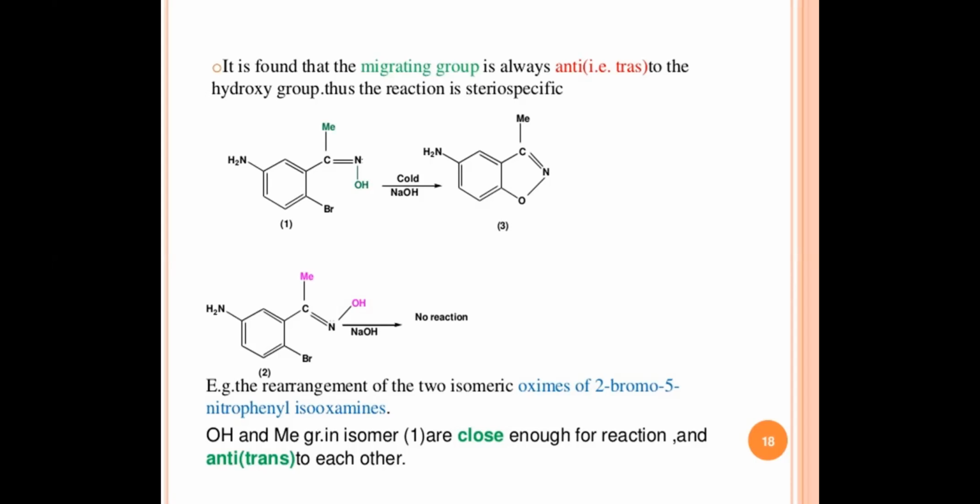So this example can also be used for determining the configuration, that is cis or trans. You can give this example when you are writing the chemical methods for determining whether the compound is cis or trans. In case of cis, you get a benzisoxazole derivative, whereas in case of trans, there is no reaction.